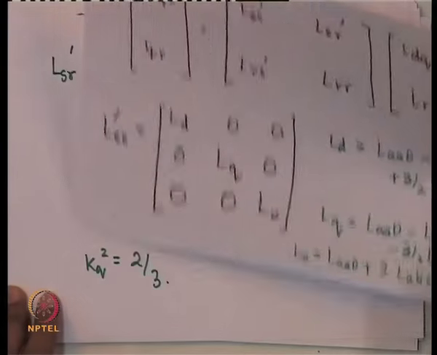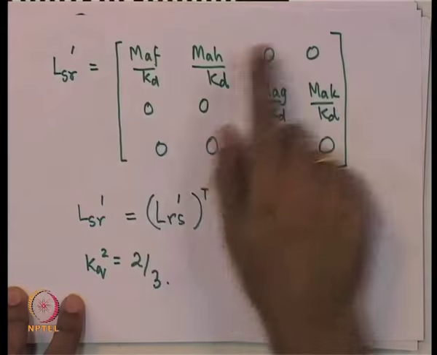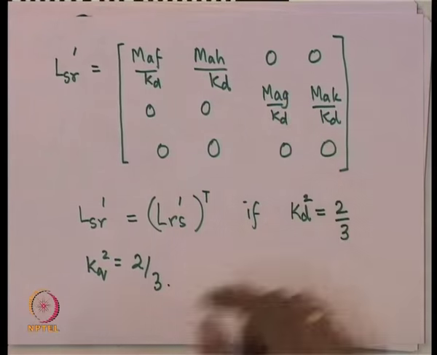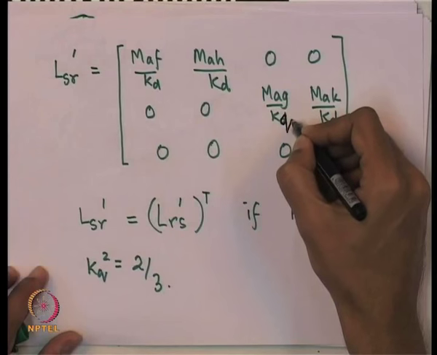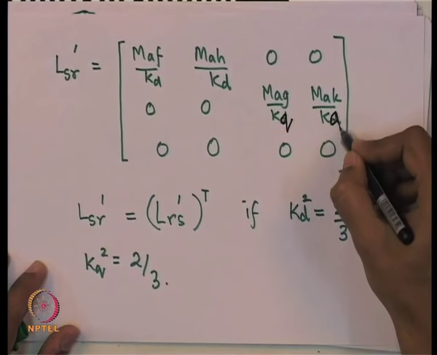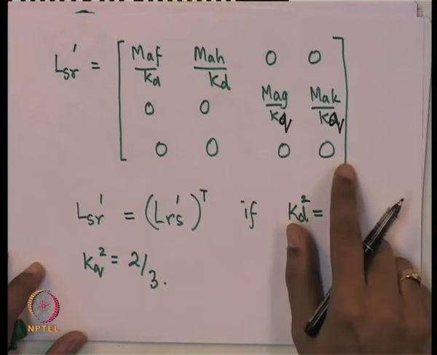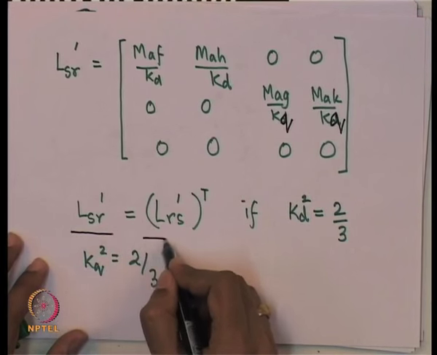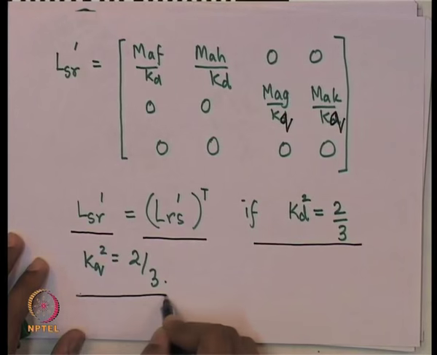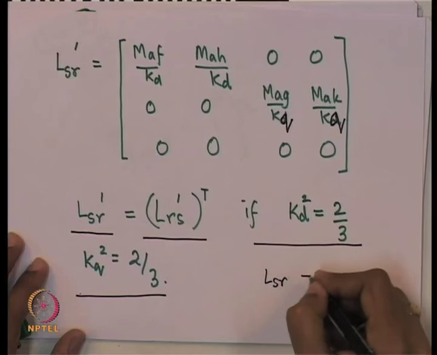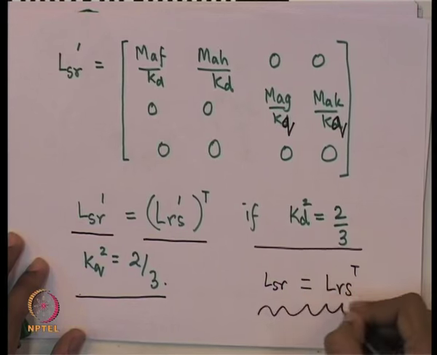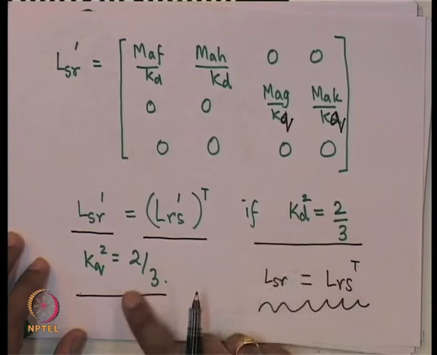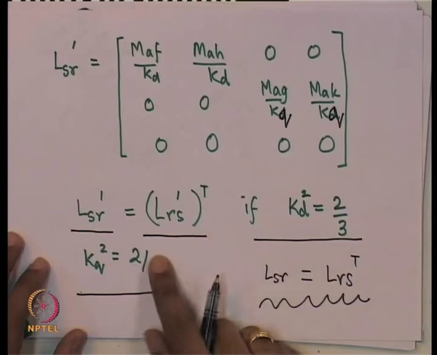In fact, LSR dash is this: MAF by KD, MAH by KD, 0, 0, 0, MAG by KQ, and this was wrongly written, so I will write it as MAG by KQ and MAK by KQ, and the last row of course is 0. Now, LSR dash is equal to LRS dash only if this is true. So, it is not true in general. Remember, LSR was equal to LRS transpose, but this is true only if we choose KD and KQ such that they satisfy this relationship: KD square is 2 by 3 and KQ square is also 2 by 3.